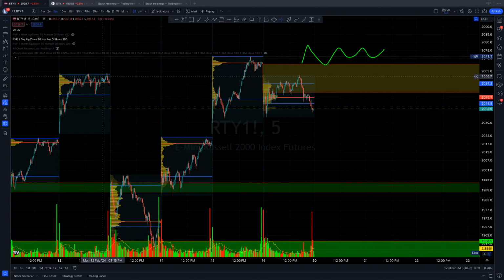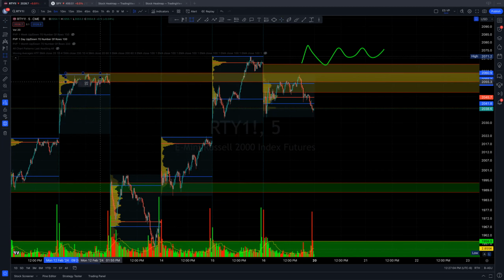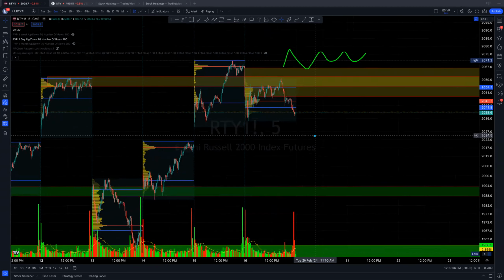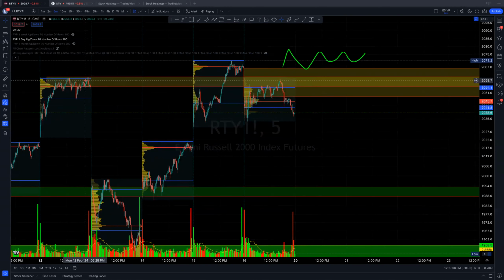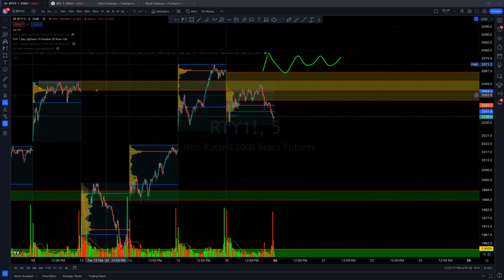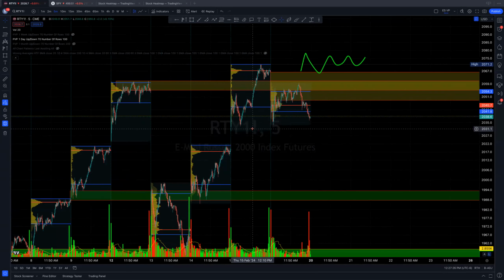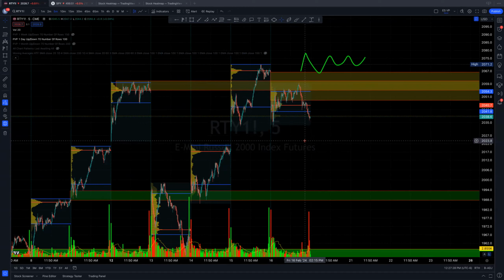Price was contained within this profile, basically. Right there. You guys see that? Point of control and the highest points near the valley area high. So the price was contained within this profile here to the upside, but it moved really well to the downside. Do you guys see that?